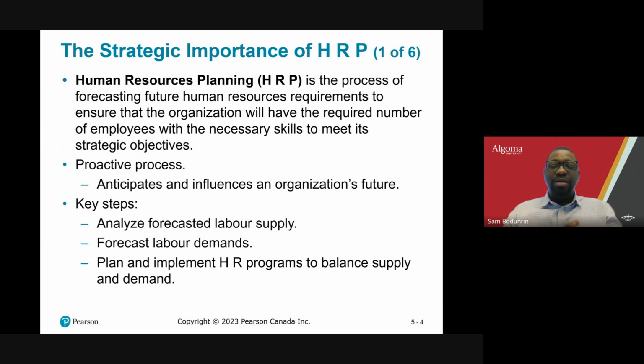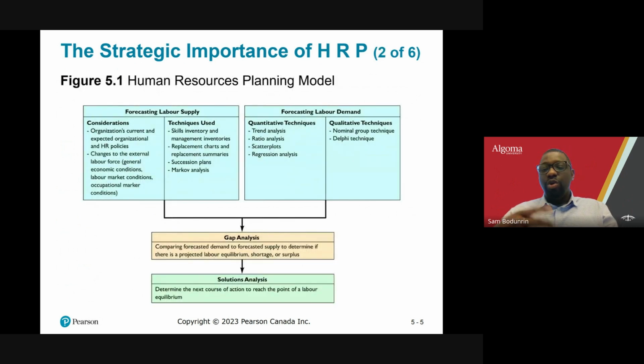Whatever you're planning must equate demand and supply. There must be equilibrium. It must not be too high or too low, to avoid the problem of surplus or deficit. The model you're seeing here talks about forecasting of labor supply, labor demand, and the techniques we use, including tools and considerations. At the end of the day, we want to identify the gap analysis and create a solution, which is still the equilibrium point we mentioned.